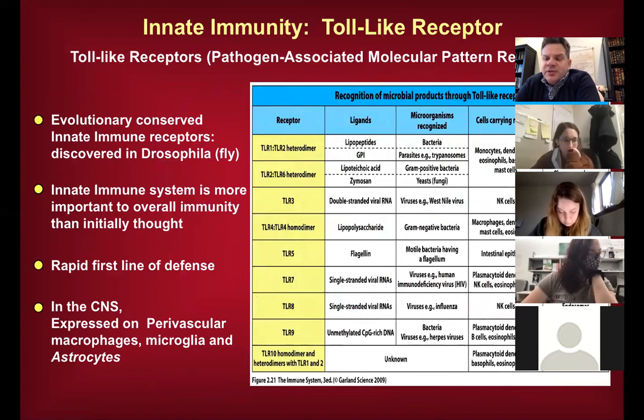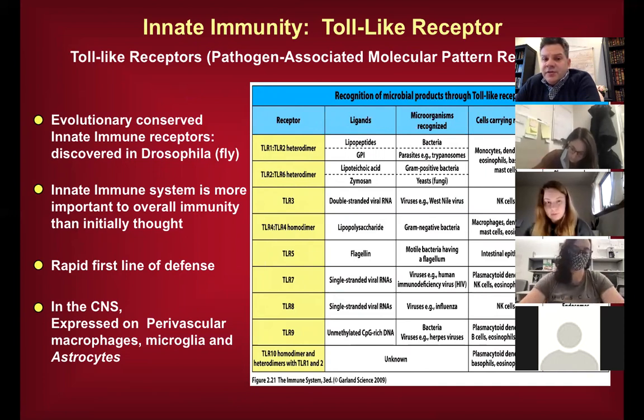Another key component of the innate immune system is the very rapid sensing. And a lot of this comes through what are called pathogen-associated molecular pattern receptors. All right, so they are evolutionarily conserved. You find them in Drosophila. Actually, they're first discovered there. Really important in that first line of defense. And, in the CNS, they're expressed on perivascular macrophages, the microglia, astrocytes, and even some neurons.